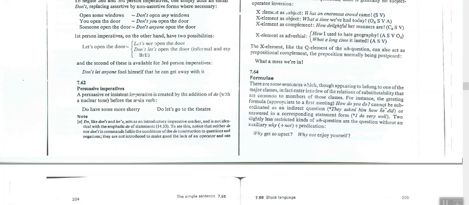For instance, the greeting formula appropriate to the first meeting. For example, how do you do? Here, as I said, it appears to belong to one of the classes. It appears that it belongs to WH question. How do you do? It appears so, but it is not a WH question. It does not have any relationship to WH question. Rather, it is not in need of an answer.